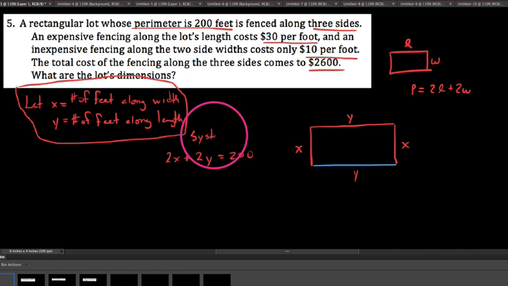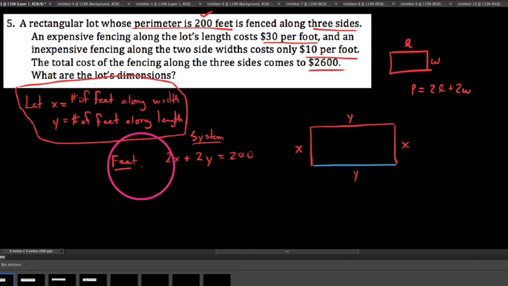In terms of our system, I want you to notice that this 200 is in feet, and so are these right here. So 2 times the number of feet in the width plus 2 times the number of feet in the length is the total number of feet around the outside, or around the perimeter. We can check this off here. We've gotten rid of our feet equation. I'm going to write this over here. This one was in feet.